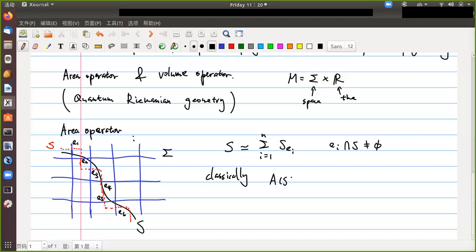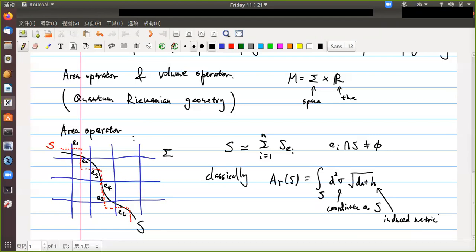Okay, so now we can write down the classical expression for the area of the surface. Classically, the area of the surface S equals the integral, and this is a classical expression for the smooth surface S, d²σ square root of the determinant of h. Here σ is the coordinate on the surface, and h is just the induced metric. Because our useful variables are holonomy and flux, and in the continuum version are the connection and the densitized triad, we have to replace all those quantities in terms of the variables we are interested in.